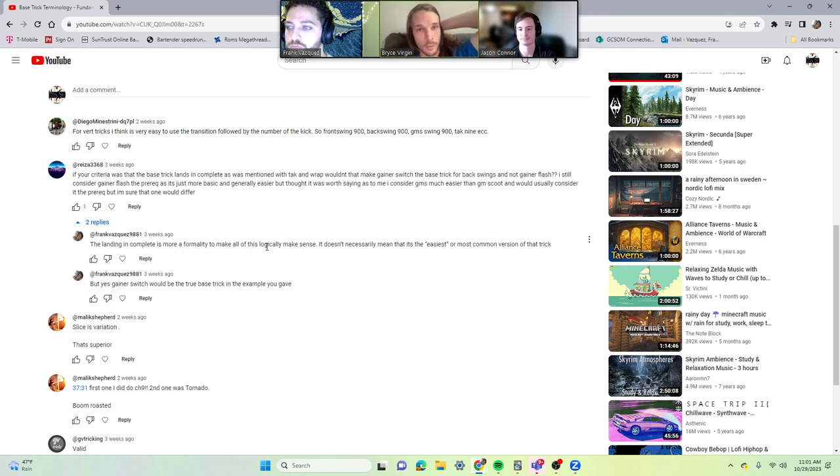And the current criterion that we're using to arrive at what we are currently doing is whatever trick takes off from that takeoff and requires the least amount of natural rotation, so rotating to the side that you're meant to go to, in order to make it to complete. Because we've just taken complete as the universal basic landing position.